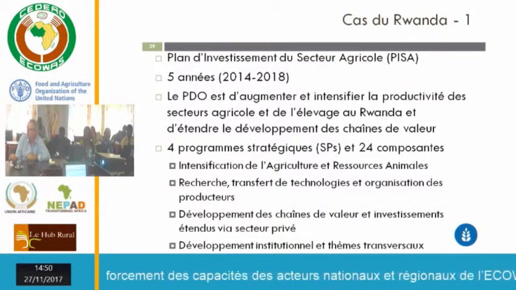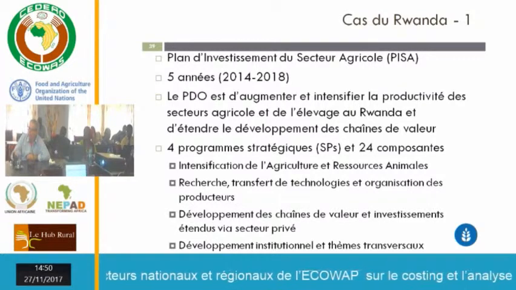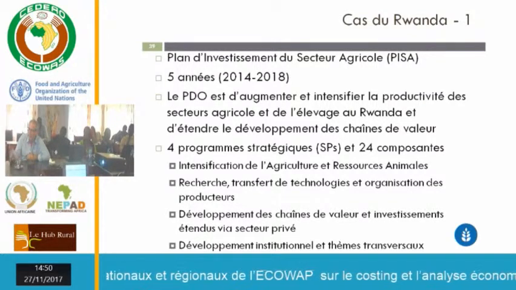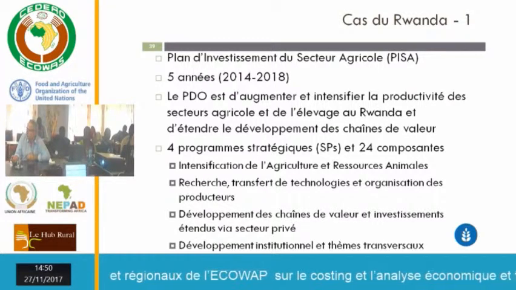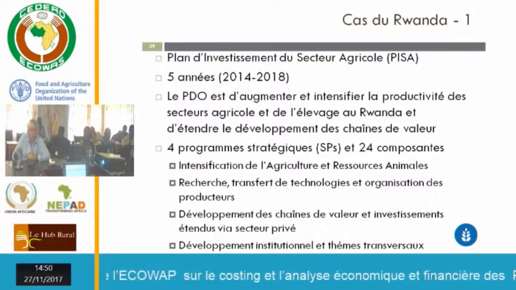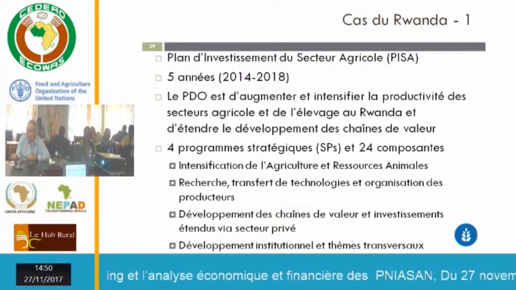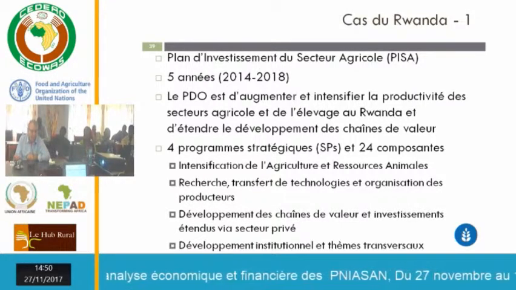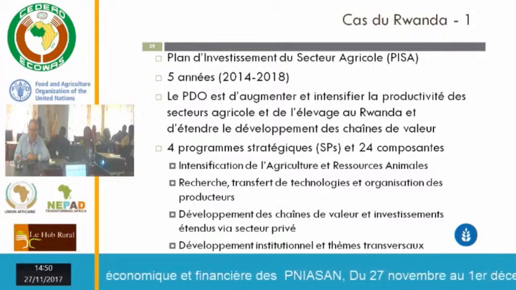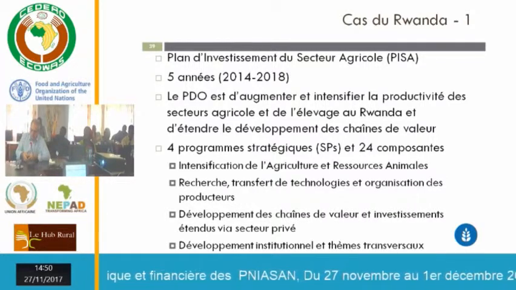The second one is research extension, technological transfer, and organization of farmers. The third strategic program is on the processing of products, development of value chains, and extended investment through the private sector. And the fourth one is related to institutional development and to cross-cutting aspects such as gender and nutrition.